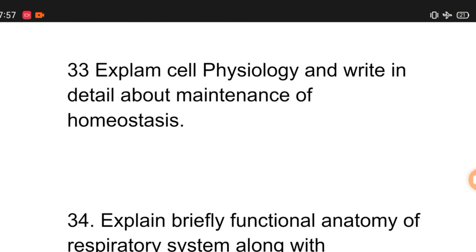Now the modern questions: explain the cell physiology and write in detail about the maintenance of homeostasis. Friends, you are ignoring the first chapter of physiology, the cell, saying it is easy, but maybe suddenly they will ask this question. For that you have to practice 6 pages on cell physiology. In it write the cytoplasm, plasma membrane, mitochondria, Golgi apparatus, vacuole, and the many organelles present there. On 3 pages you write the cell, and another 3 pages on homeostasis.